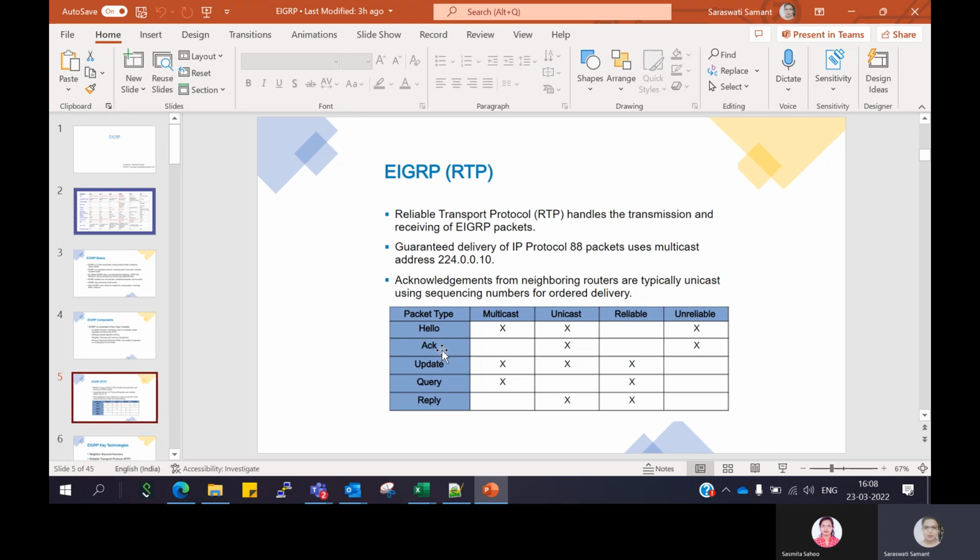After hello, it will start receiving the acknowledgement from the neighboring router. Then it will update its routing table. It will query regarding the routing table, and it will reply if it is getting a query. So those are the 5 types of packets it will use. It uses IP protocol 88, and it uses 224.0.0.10. That is a multicast address. It uses the multicasting address to have guaranteed delivery of the packets.